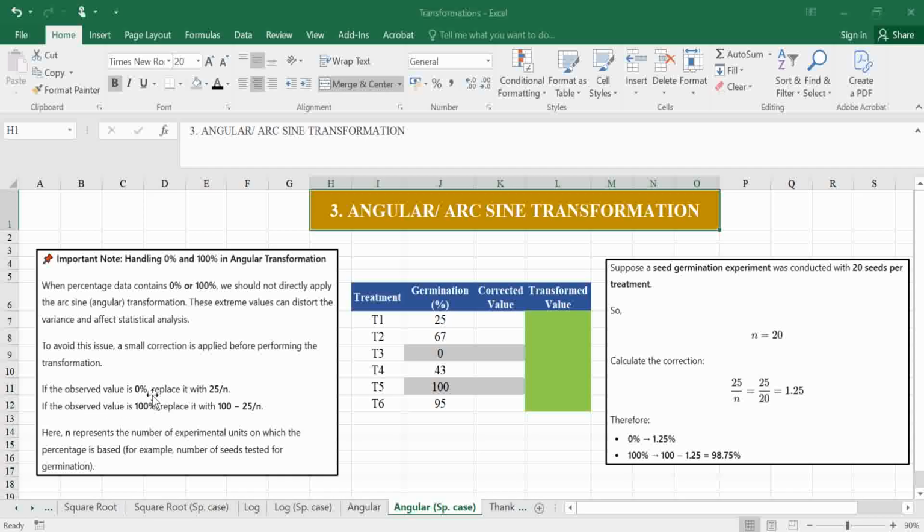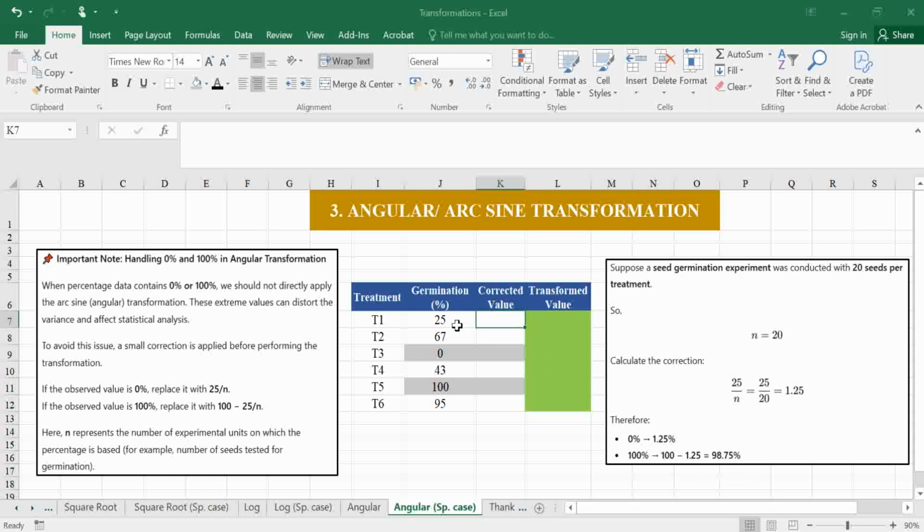If the observed value is 0%, replace it with 25 by n, and if it is 100%, replace it with 100 minus 25 by n, where n represents the number of experimental units on which the percentage is based, for example, number of seeds tested for germination. So if we consider the example of a seed germination experiment with 20 seeds per treatment, n is equal to 20, and to calculate the correction, 25 by n will be 1.25. So the 0% values are to be replaced with 1.25 and 100 with 98.75.